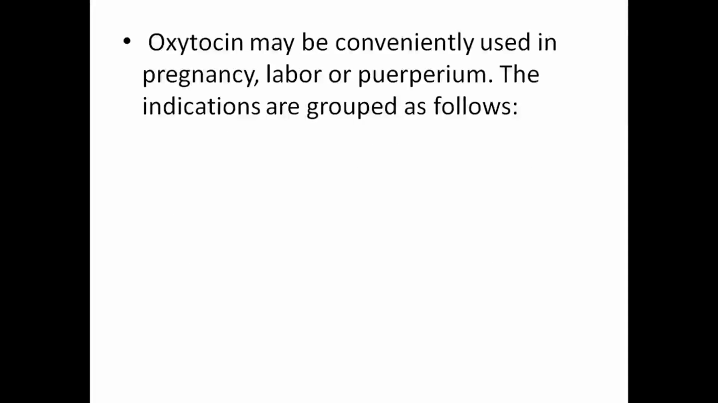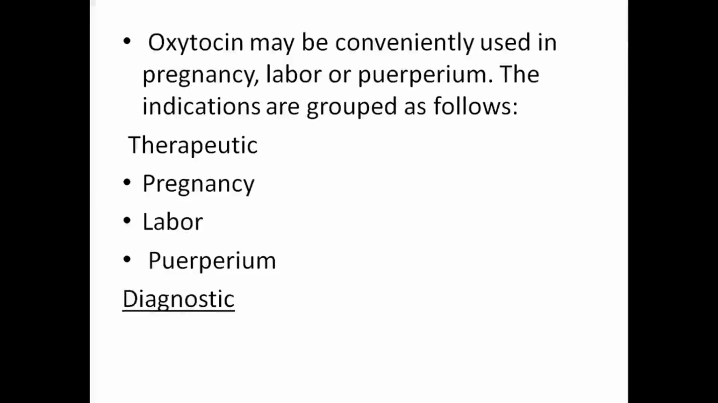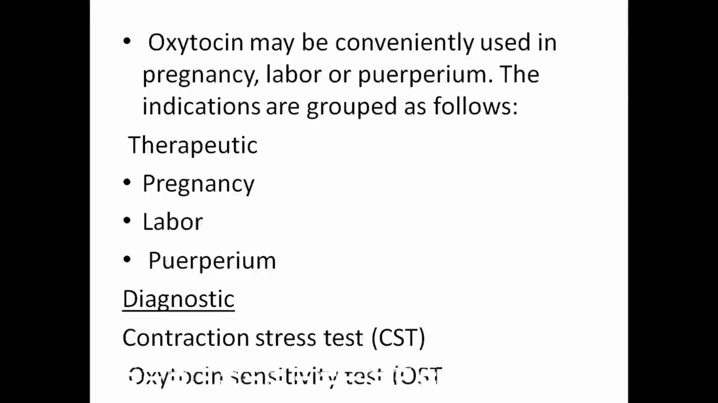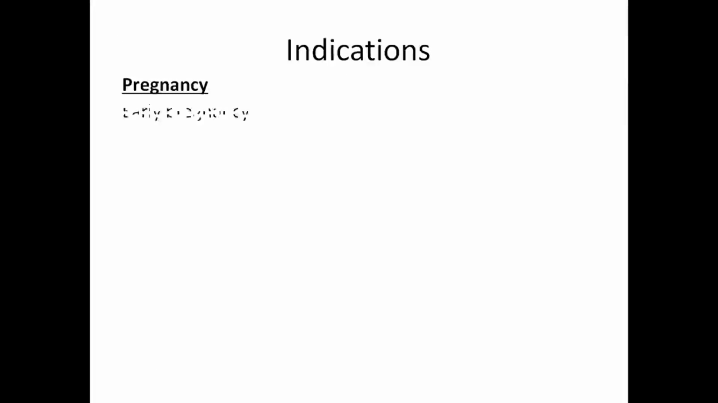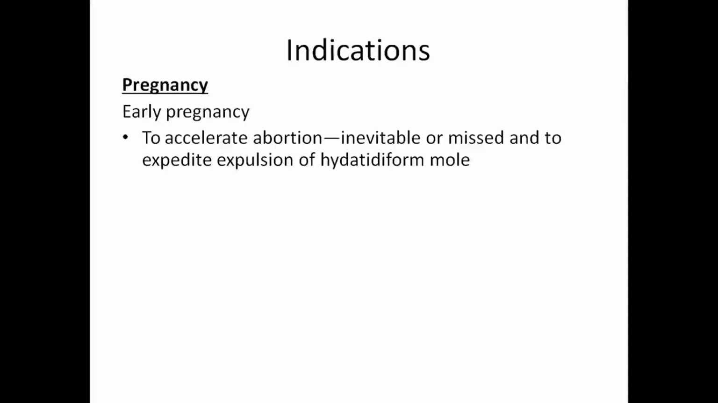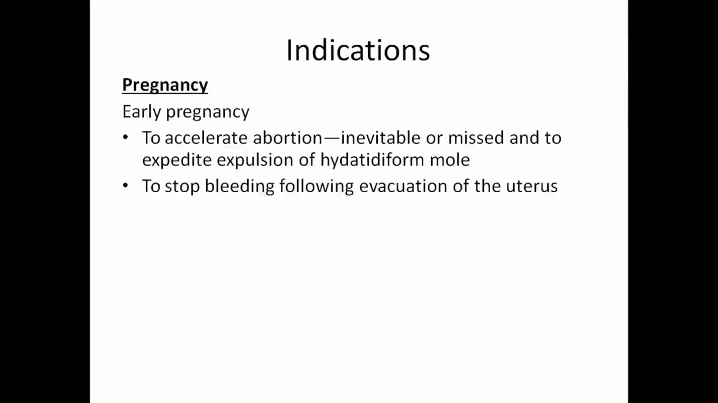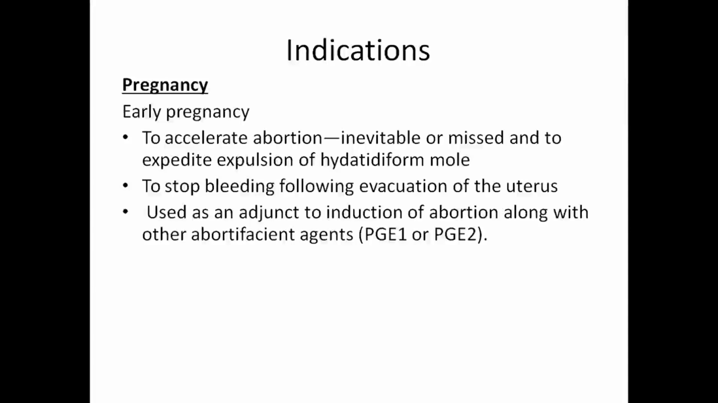Oxytocin may be conveniently used in pregnancy, labor, or puerperium. The indications are grouped as follows. First one is therapeutic, which can be divided into during pregnancy, and labor and puerperium. Then diagnostic, which includes the contraction stress test and oxytocin sensitivity test, otherwise known as OST. Indications during pregnancy include early pregnancy to accelerate abortions that are inevitable or missed, to expedite expulsion of hydatidiform mole, to stop bleeding following evacuation of the uterus, and as an adjunct to induction of abortion along with other abortifacient agents like PGE1 or PGE2.